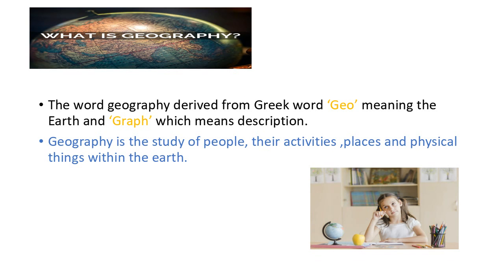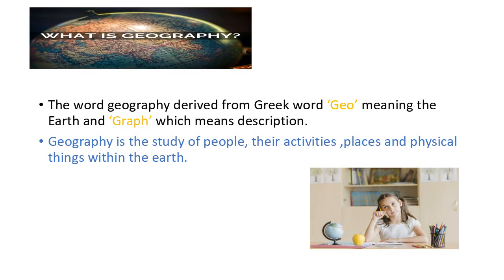Basically, what is geography? The word geography is derived from the Greek words geo and graph. Geo means the earth, graph means description. In simple words, we can say that the description of the earth or the state of the earth is basically geography.